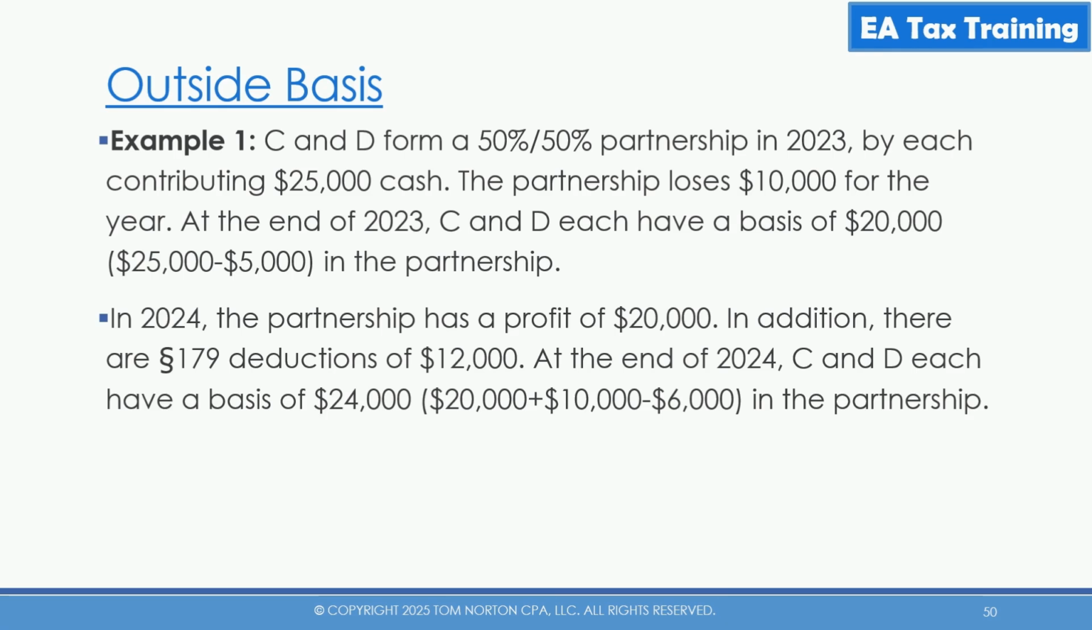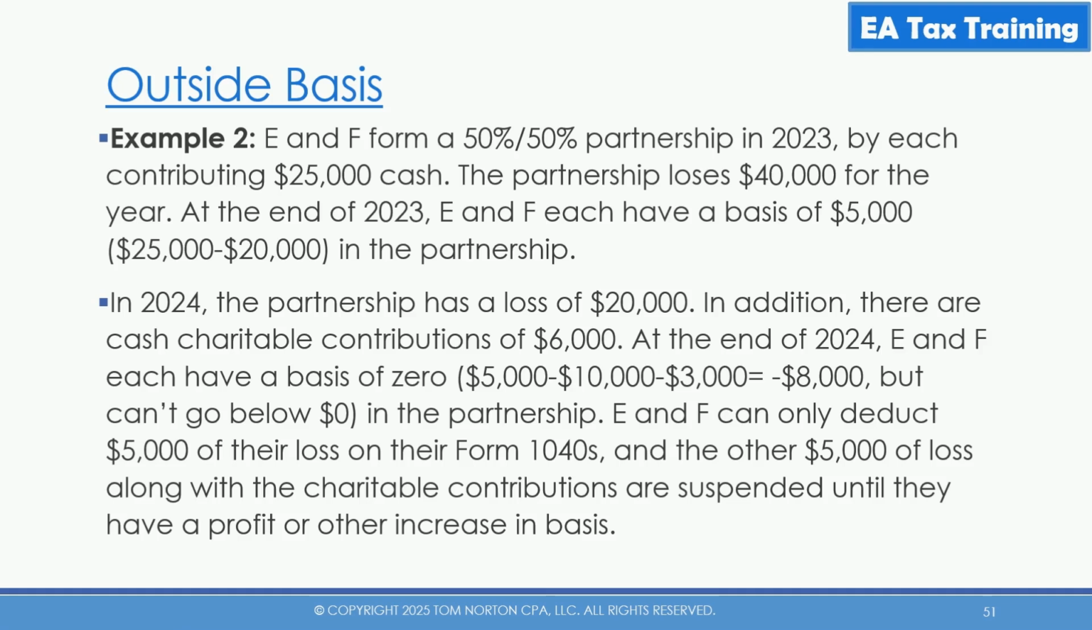So it is the $20,000 that they started out with from the end of last year, plus their $10,000 share of the $20,000 of profit, minus their $6,000 share of the Section 179 deductions. So that is a fairly simple example of how these basis calculations are done and what you might see on the exam. Example number 2.